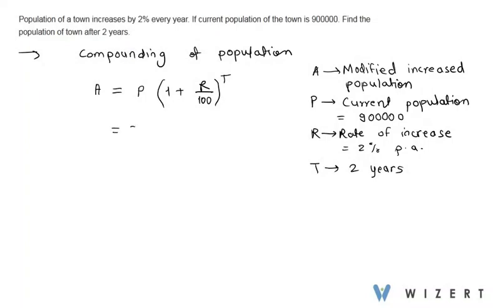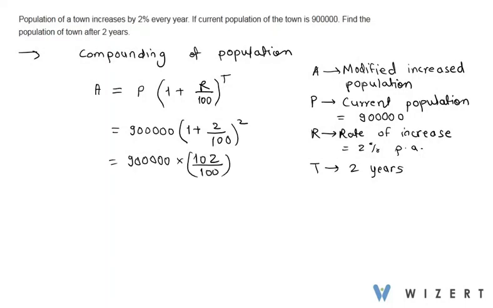So we get 9 lakh multiplied by 1 plus 2 by 100 to the power 2, which can be written as 9 lakh multiplied by 102 by 100 to the power 2. I have simply taken LCM here. So that will be 9 lakh multiplied by 102 square divided by 100 square, which is 10,000.